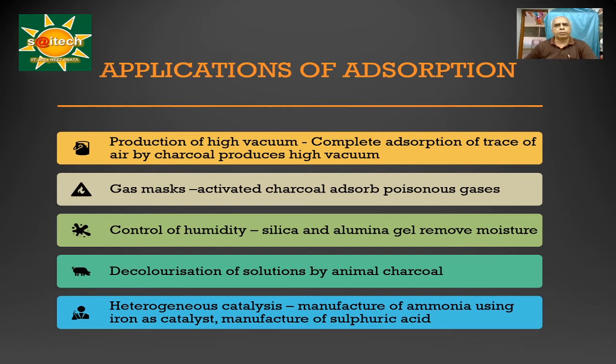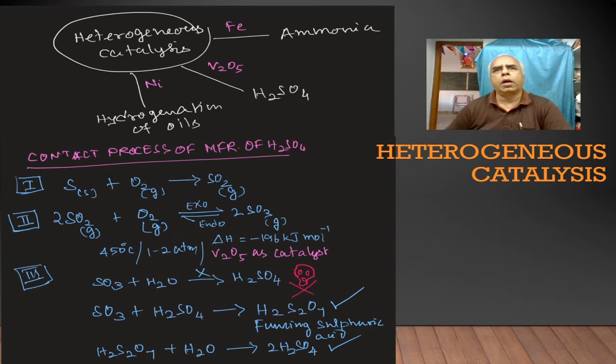then manufacture of sulfuric acid. Heterogeneous means hetero means different. So this catalyst has a different phase from the reactants so that it can be easily retrieved and removed. Let us look at this heterogeneous catalysis. As I already discussed, iron is a catalyst in the manufacture of ammonia by Haber's process. And then in the contact process of manufacturing sulfuric acid, vanadium pentoxide is used as a catalyst.